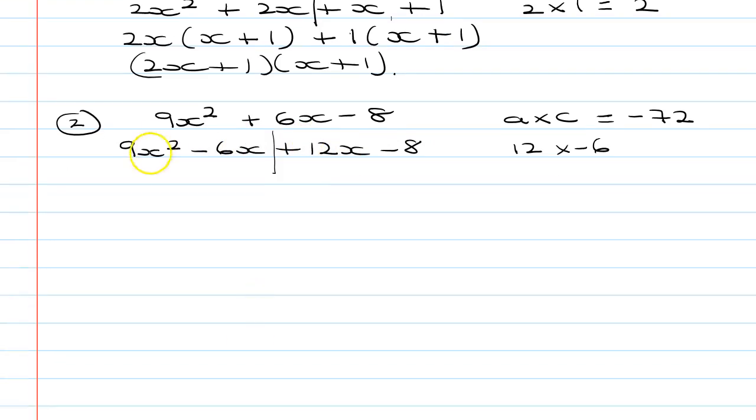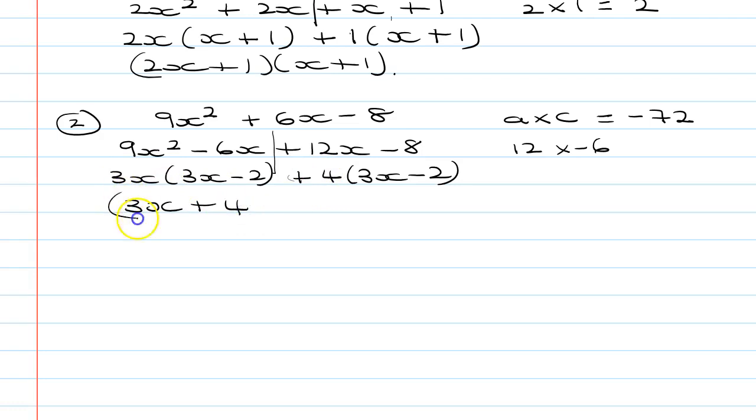So let's have a look. I can pull out a common factor of 3x in this one, and that becomes 3x minus 2. And in this one here, I'm going to pull out a factor of 4 bracket, and that will be 3x minus 2. Alright, so grouping them together, we say the 3x plus the 4 are both multiplied by the same factor, 3x minus 2.